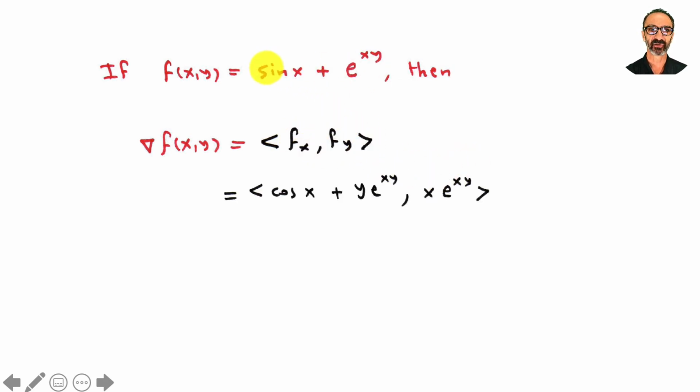The derivative of this with respect to x: sine x will give you cosine x. The derivative of e to the xy with respect to x, using chain rule, gives e to the xy times the derivative of xy with respect to x, which is y. The second component will be the derivative with respect to y, and this will cancel, and that will give you x e to the xy. Now, if you want to find the gradient at (0, 1), all you need to do is plug in 0 for x, plug in 1 for y, and simplify, and you get (2, 0).